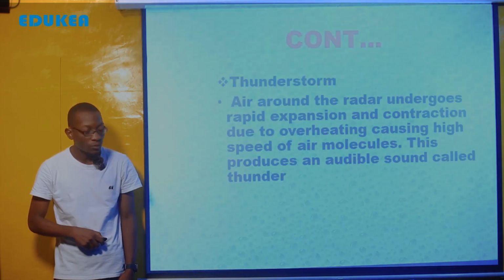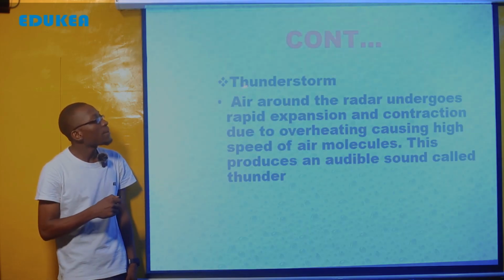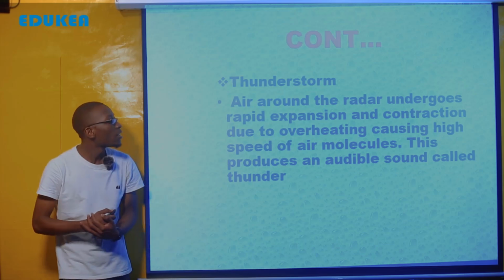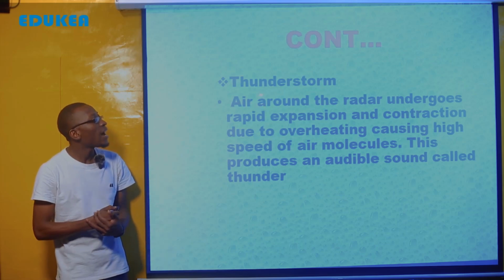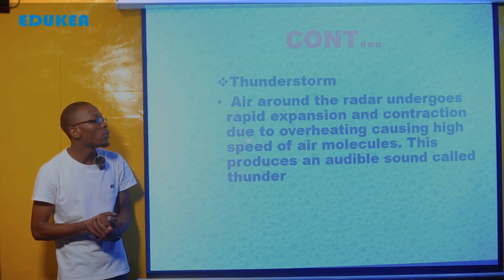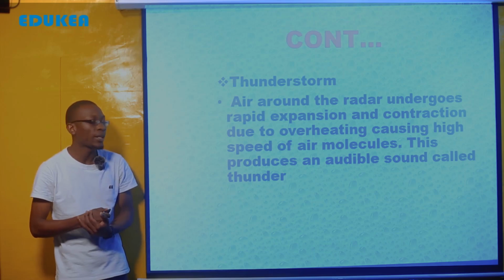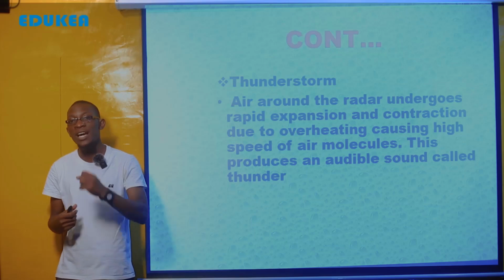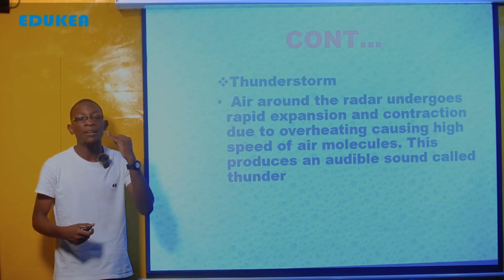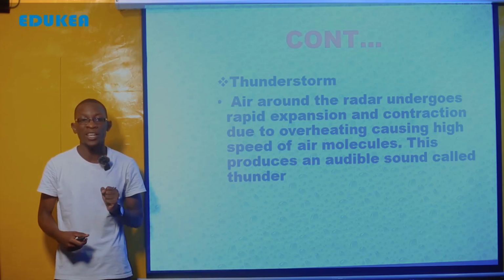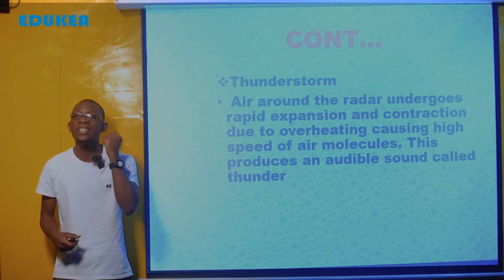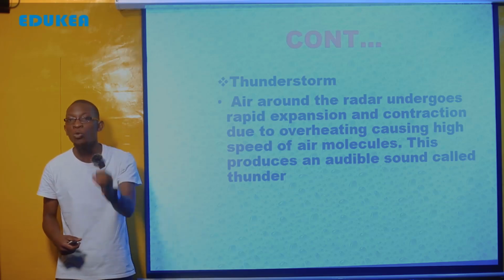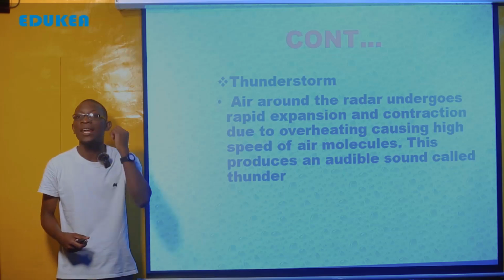There is something known as a thunderstorm. Thunderstorm: air around the lightning undergoes rapid expansion and contraction due to overheating, causing high speed of molecules. This produces an audible sound called thunder. So there is a difference between thunderstorm and lightning. Lightning is the light that appears, but thunderstorm is the sound that occurs, the rumbling of the radi. But lightning is what we say is the radi.